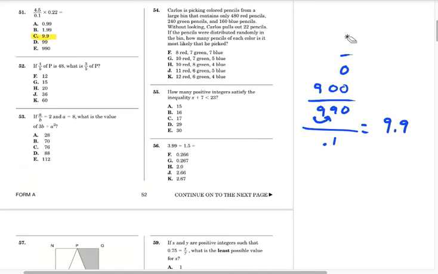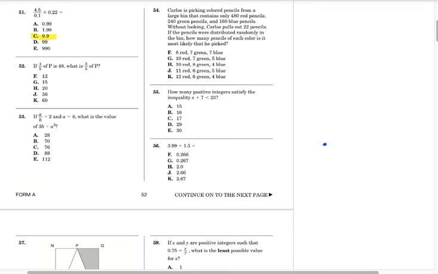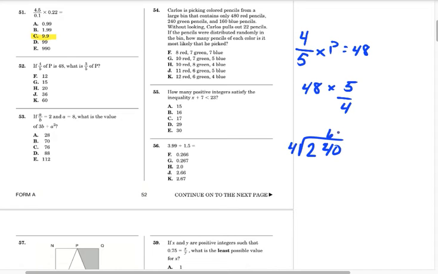Okay, number 52. If 4/5 of P is 48, then what is 3/5 of P? If you know your 12 multiples, you might simply look at it and know the answer. If not, we have to do the inverse. So 4/5 times P equals 48. So we have to do 48 times 5 over 4. 48 times 5 is 240. Divide that by 4 and you get 60.